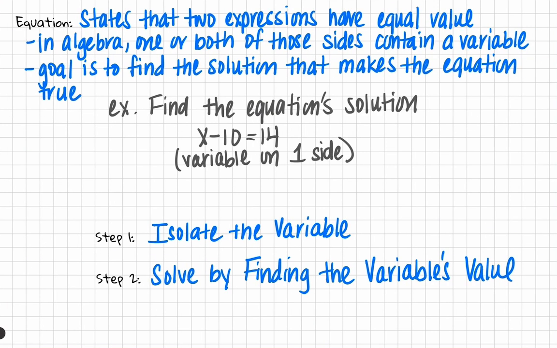In algebra, we have these things called equations, and an equation states that two expressions have equal value. So you will see an equal sign present, and that's what we have here in this example that we'll talk about in a little bit. And in algebra, one or both of these sides contain a variable. In this example, there's a variable on one side. You'll see in further examples that you can have a variable on both.